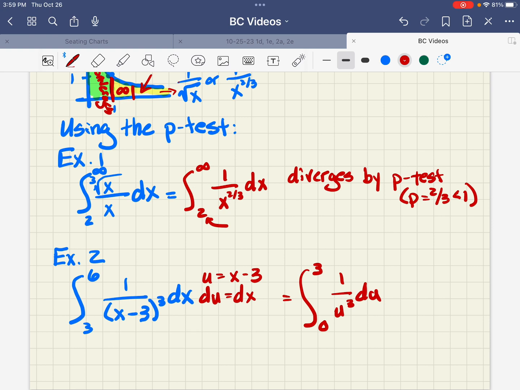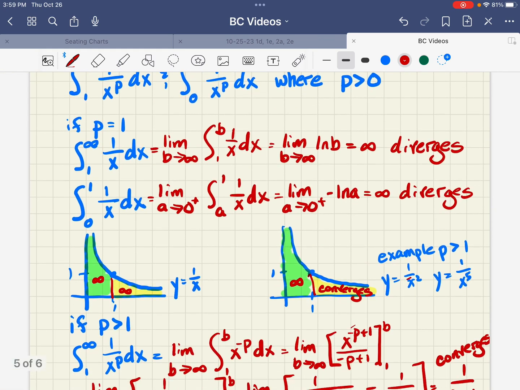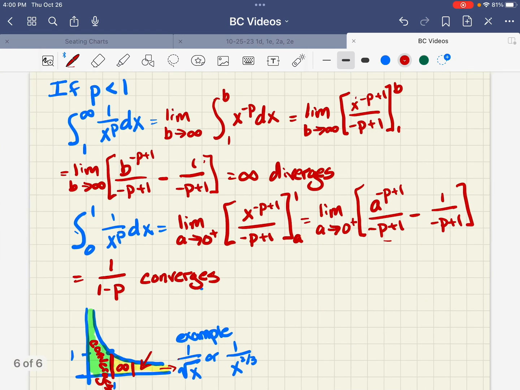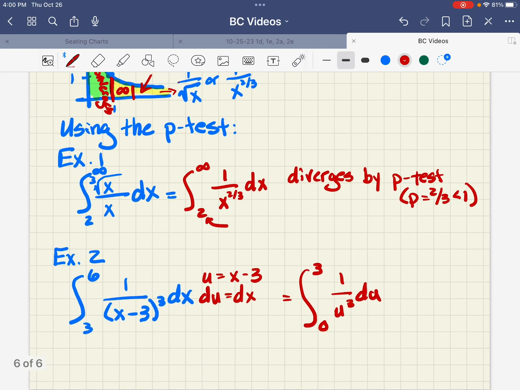Now does that look like the p-test? Yes, it does. We have 1 over u to the 3 from 0 to 3. So again, let's remember the situation. So p is more than 1, so it's this situation. And so it's this area here, and that area diverges. So what we can do by doing just a little u-sub is saying now this diverges by p-test with p equaling 3, which is more than 1.